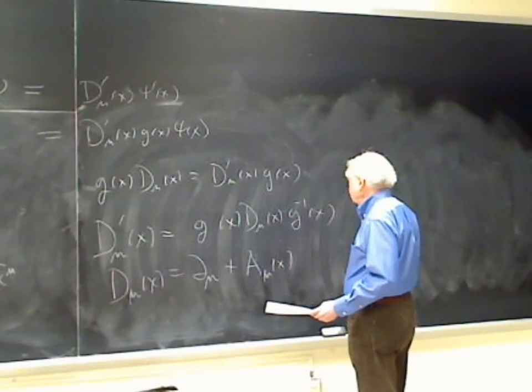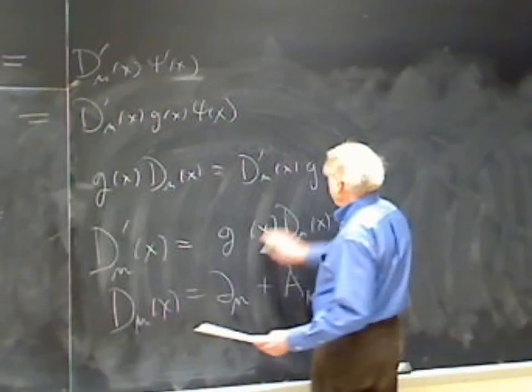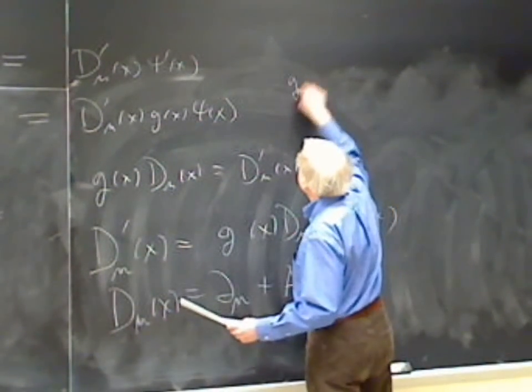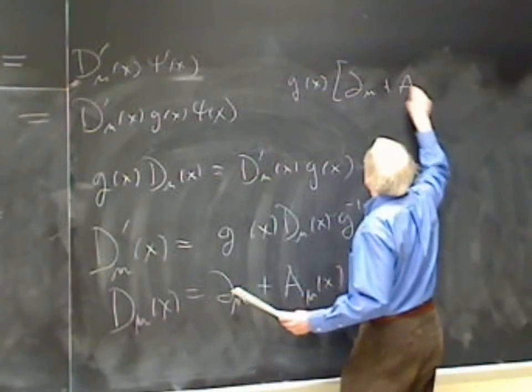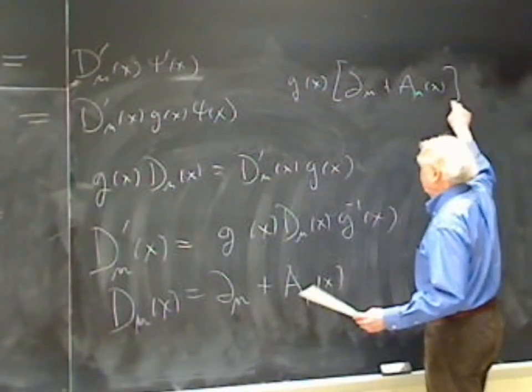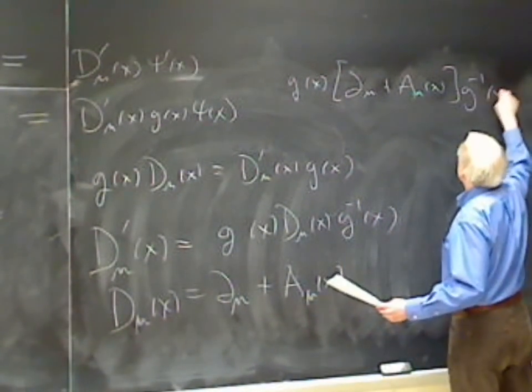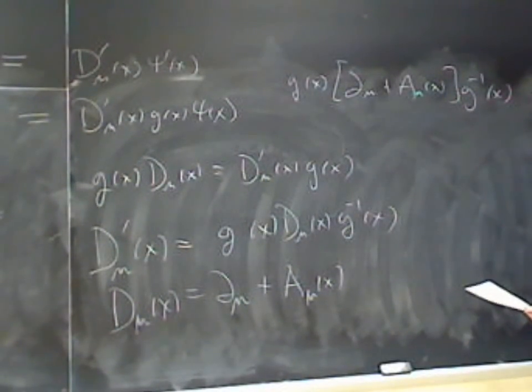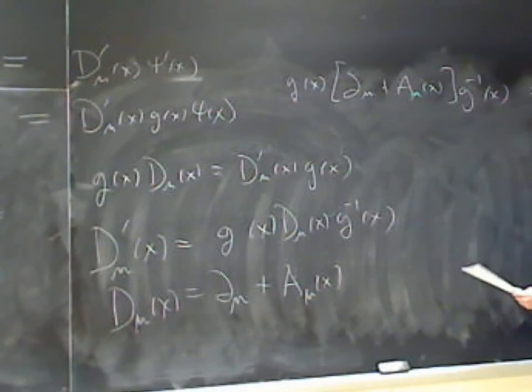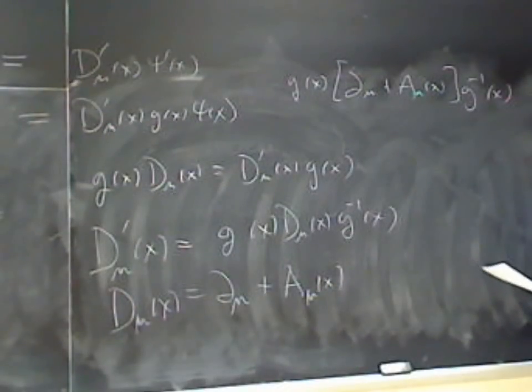So, what will this look like then? Well, if we just look at this equation, it will be g of x, D mu plus A mu of x, g inverse of x, should be D prime, and D prime is D mu plus A mu prime of x.